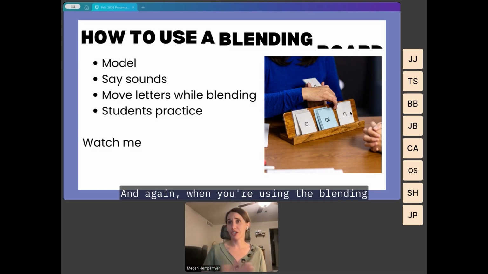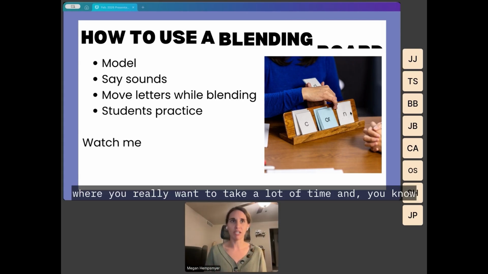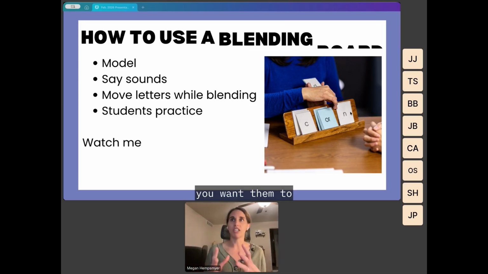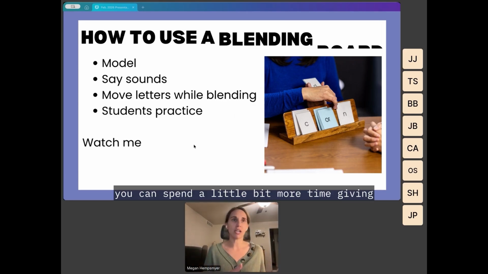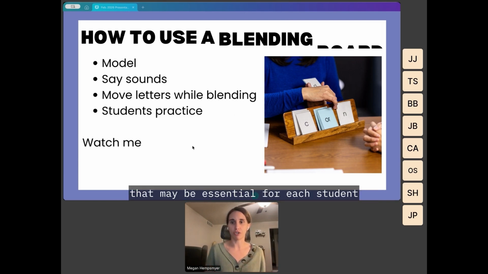And again, when you're using the blending board, it's a quick pace. It's not something where you want to take a lot of time. You want it to feel like a drill in a sense, where you're listening for what they're saying, and then you're moving on to the next one. And then when you're in your small groups, you can spend a little bit more time giving some more feedback that may be essential for each student.